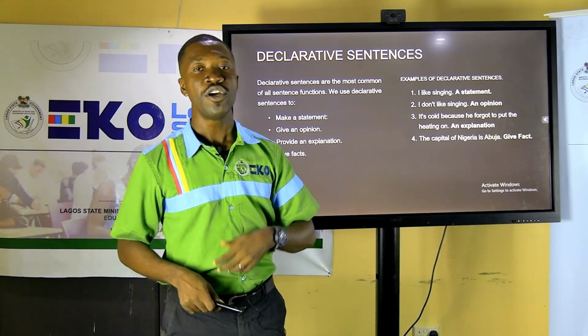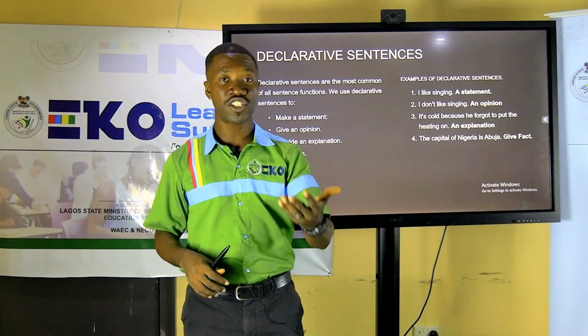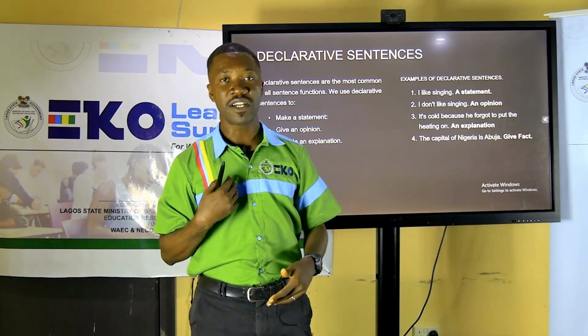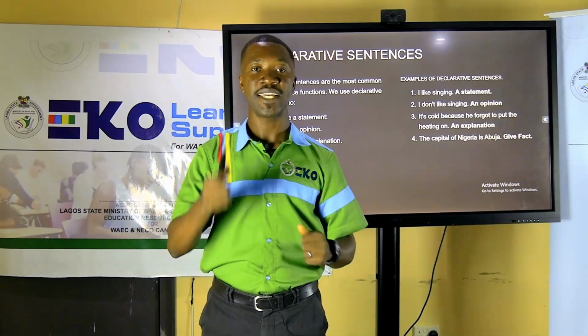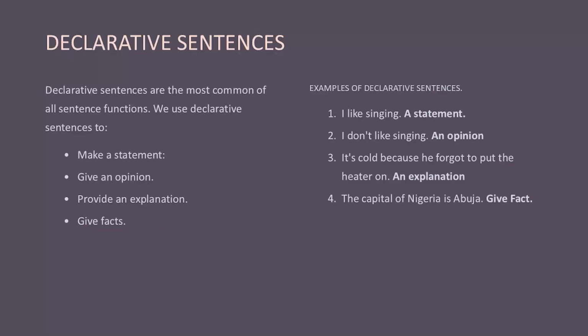For example, you want to make a statement, like, I am going to school. I will visit you tomorrow. I am a girl. I am a boy. The man is coming tomorrow. We make use of the declarative sentence.